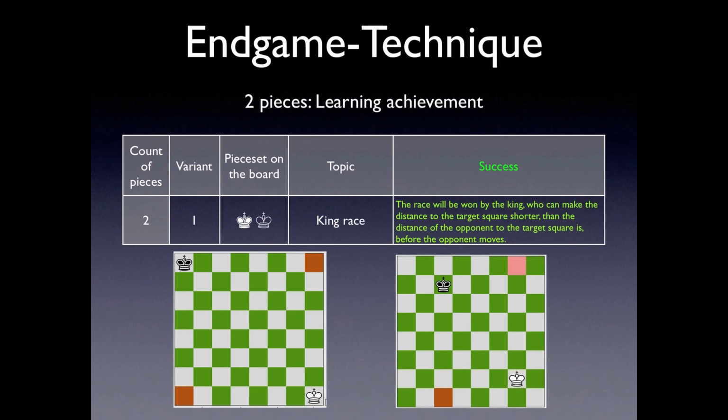So we can say that the race will be won by the king who can make the distance to the target square shorter than the distance of the opponent to the target square is, but before the opponent moves. I know, very simple, but a first step into our learning about geometries, symmetries, and so on the chessboard.